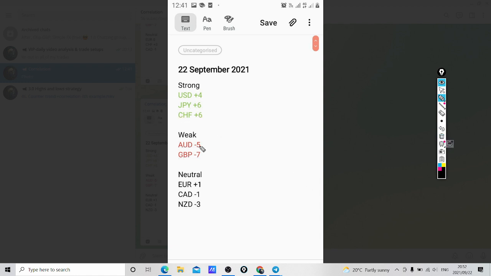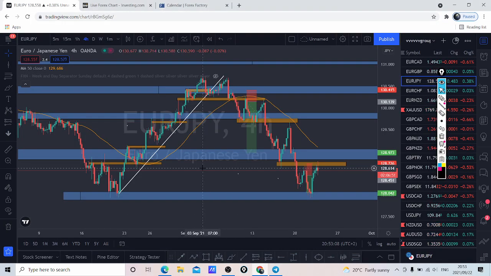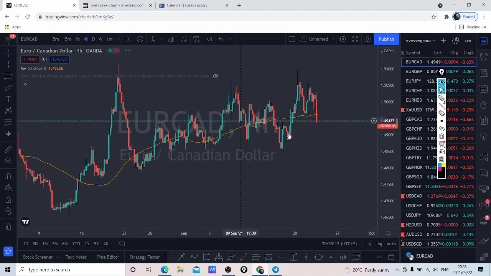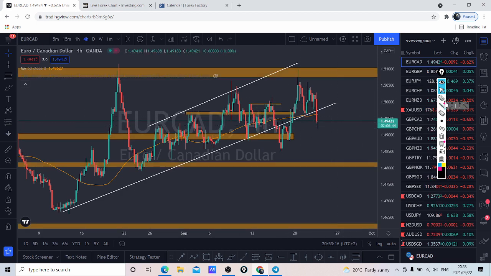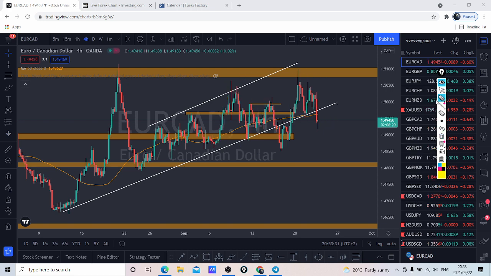For example, let's make an example of pairing the euro versus Canadian dollar. Let's go into the TradingView platform here. We are going to type in euro Canadian dollar, and then we're going to see, obviously I'm expecting a range. The market is making equal highs, equal lows, equal highs. The market is choppy. We cannot really identify a trend.